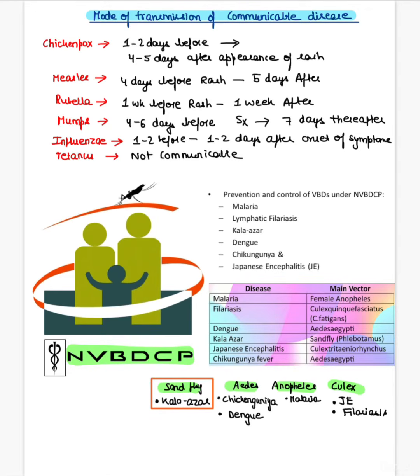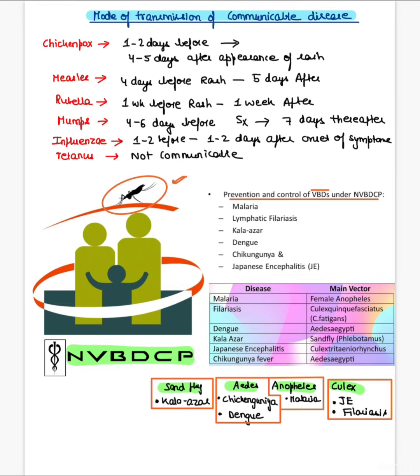Then you have Aedes, which includes 2 diseases: one is chikungunya, another one is dengue. Anopheles includes malaria. Then you have Culex, which includes Japanese encephalitis and filariasis. So these are the 6 diseases covered for prevention and control of vector-borne disease under the National Vector-Borne Disease Control Program. If you look at the image, guys, do you see a mosquito sitting? I think you can easily recognize the image. That is very important.